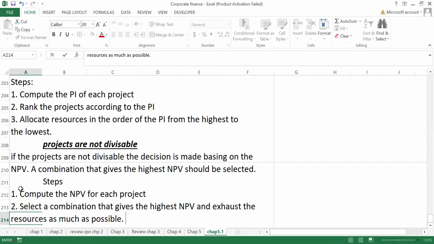Hope you are there. When the projects are not divisible, step number 1, you are going to compute the NPV of the project. Step number 2, you are going to select a combination. You are going to look at a combination that is going to give you the highest NPV and which does exhaust the resources as much as possible. That's the one that you should select if the projects are not divisible.